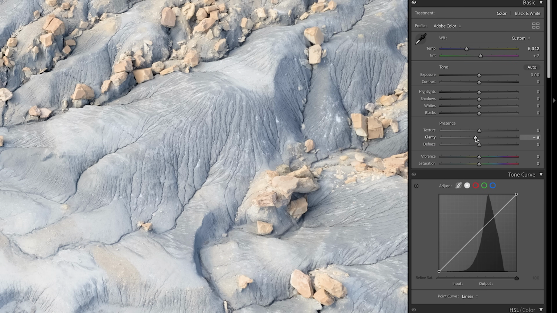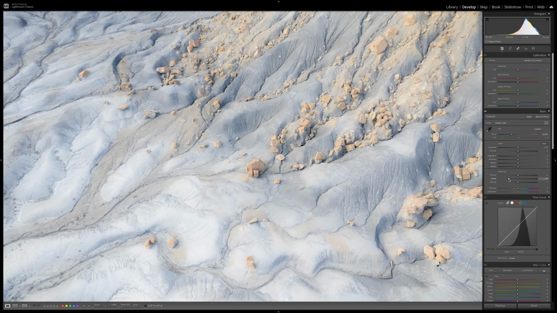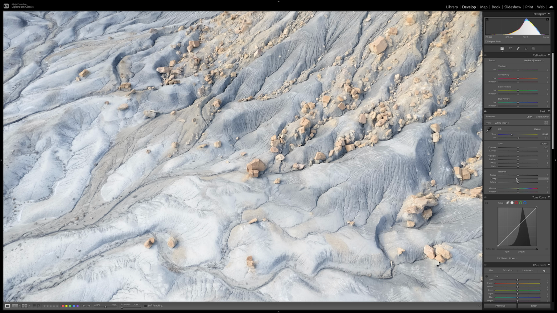Now, in reality, I wouldn't push it quite this far. I would go down to, say, minus 10, minus 15, somewhere in there. Whenever I apply negative clarity, it's usually between minus 5 and minus 15. I don't really go higher than that because then things start to get kind of glowy and bloomy like that. And that just, yeah, that looks pretty awful. So just a little bit goes a long way.